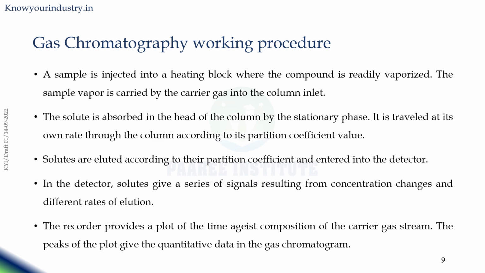In this slide again we are seeing how the gas chromatographic technique works in general. Basically the sample is injected into a heating block where the compound is readily vaporized, and the sample vapor is carried by the carrier gas into the column inlet. Then the solute is absorbed at the head of the column by the stationary phase, and it travels at its own rate through the column according to its partition coefficient value. The solutes are eluted according to their partition coefficient and enter the detector. In the detector, solutes give a series of signals resulting from the concentration changes and the different rates of elution. So you have the retention time and the peak area based on the concentration of the sample and the eluting pattern. Then the recorder provides a plot of time against the composition of the carrier gas stream, and the peaks of the plot give the quantitative data in the gas chromatograph.